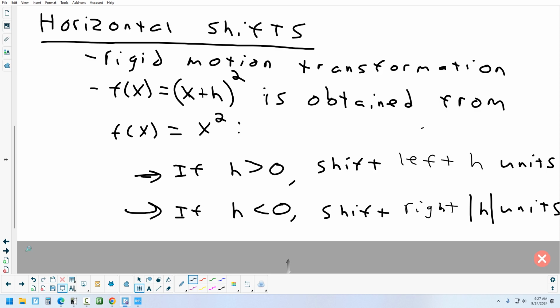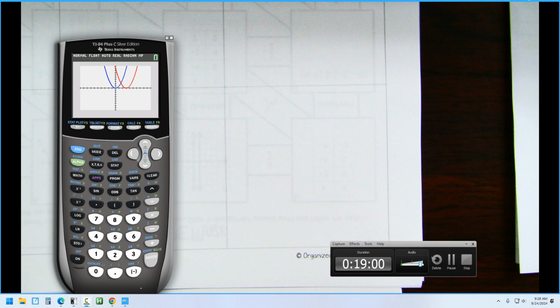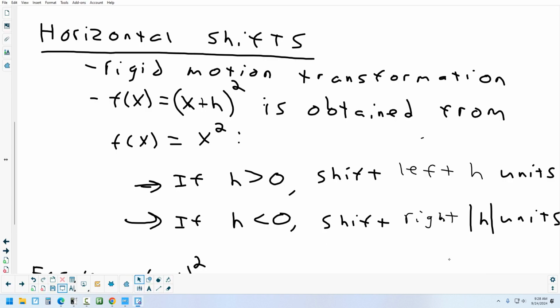If the number that you put right here is bigger than 0, if you put a plus number, it's going to move it to the left. So it's the opposite of what you would think. If you put a number there that's smaller than 0, like x minus 6, it's going to move it to the right. But don't say that it would go to the right negative 6 units. We just say it goes to the right 6 units.